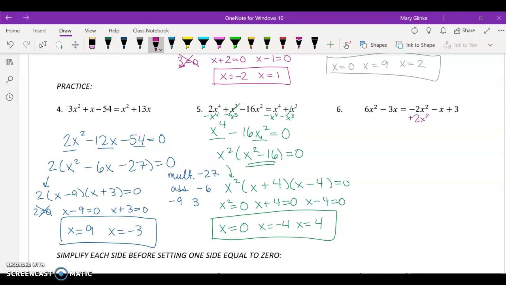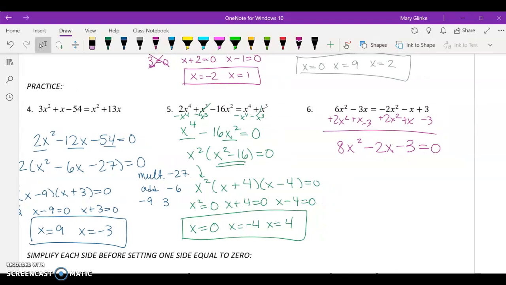For this next one, when you move everything over to the other side, you're going to end up with a polynomial that has a coefficient. So you get 8x squared minus 2x minus 3. Now here's no GCF, so here's where we have to do split middle term. So we're going to be looking for what multiplies to get negative 24 and yet adds to get negative 2. So your numbers should be 6 and 4, and the 6 has to be negative to make this work.